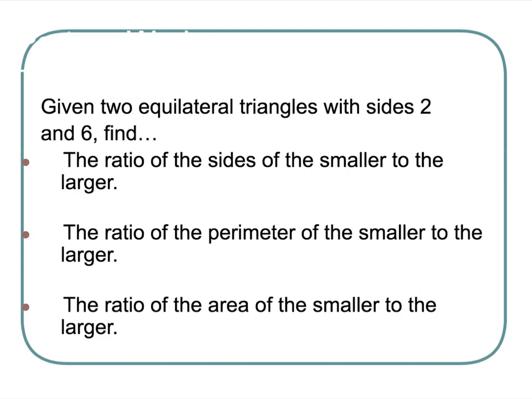So, ratio of the smaller to the larger sides. What do we got? Vivek! Ratio of the smaller to the larger sides. 1 to 3. Yeah, so if we had 2 to 6, and we simplified it, that's a nice 6 right there, it would become 1 to 3, which you can write as a fraction or with a colon between it or whatever.